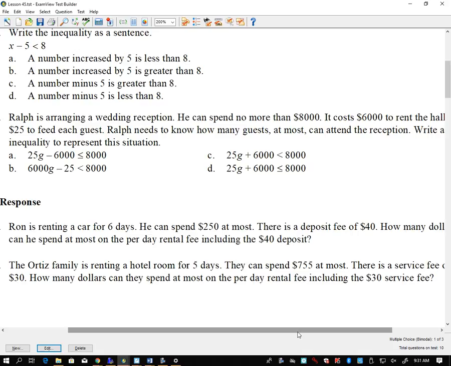Okay. So Ralph needs to know how many guests at most can attend the reception. We want to write an inequality. All right, with the information that we have, do we understand where the answer is? Where is it? D, okay? We've got $25 per guest plus the $6,000 it costs to rent the place, and we have to stay at or under $8,000. This is a very, very applicable situation.